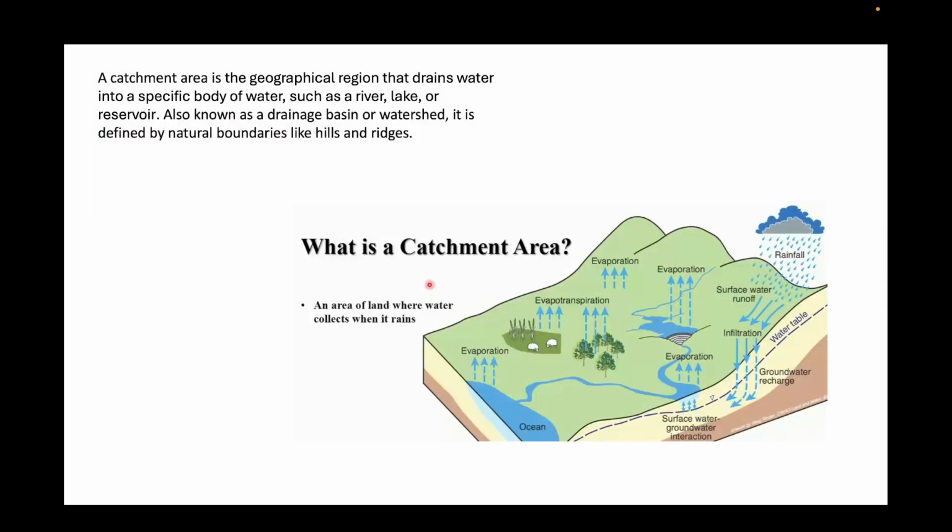A catchment area is a geographical region that drains water into a specific body of water, such as a river, lake, or reservoir. Also known as a drainage basin or watershed, it is defined by natural boundaries like hills and ridges. So, this is a catchment area, an area of land where water collects when it rains.